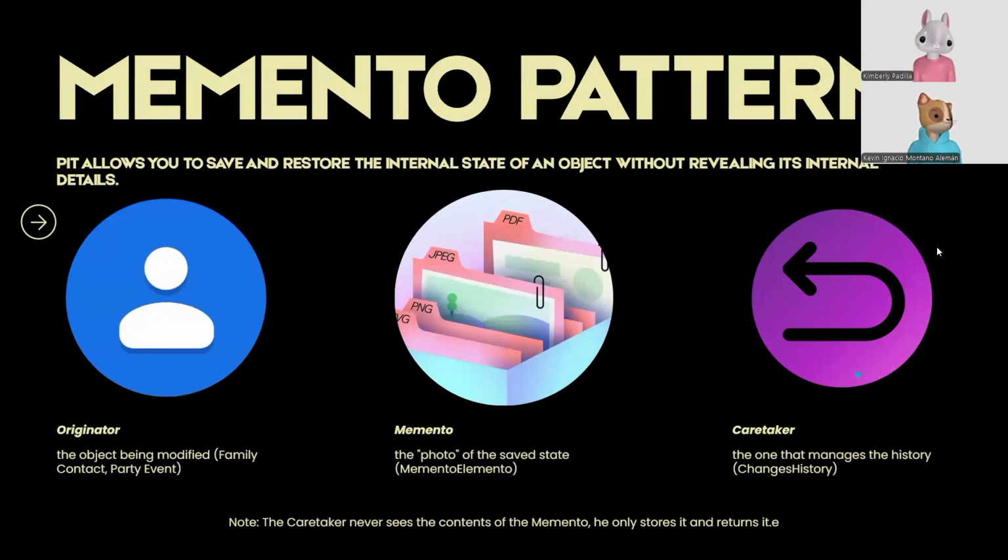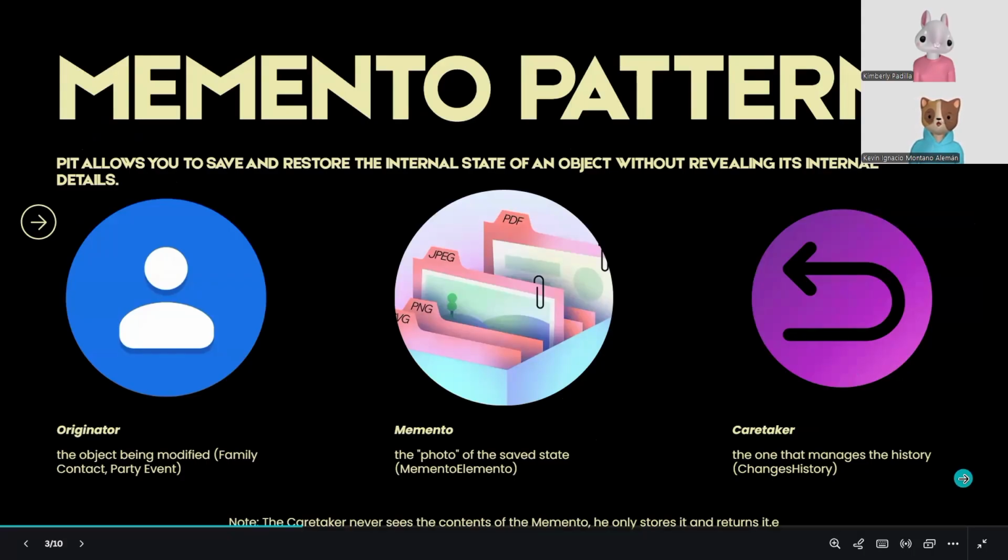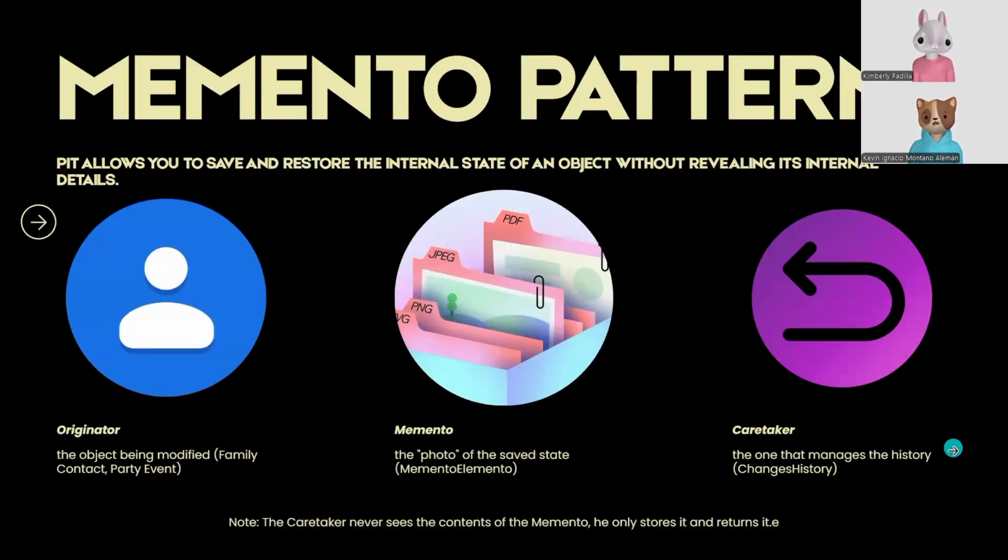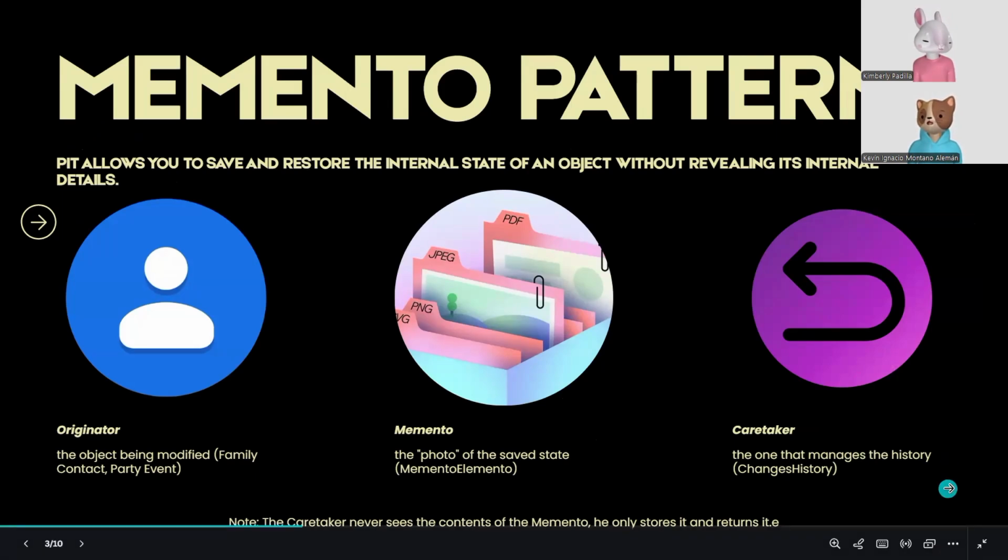And now, the Memento pattern. What is the Memento pattern? The Memento pattern allows you to save and restore the internal state of an object without revealing its internal details. It has three main roles. The originator is the object that changes, for example, family contact or party event. The memento is a snapshot to save the state, which in our code is called memento element. And the caretaker manages the history, in our case change history.